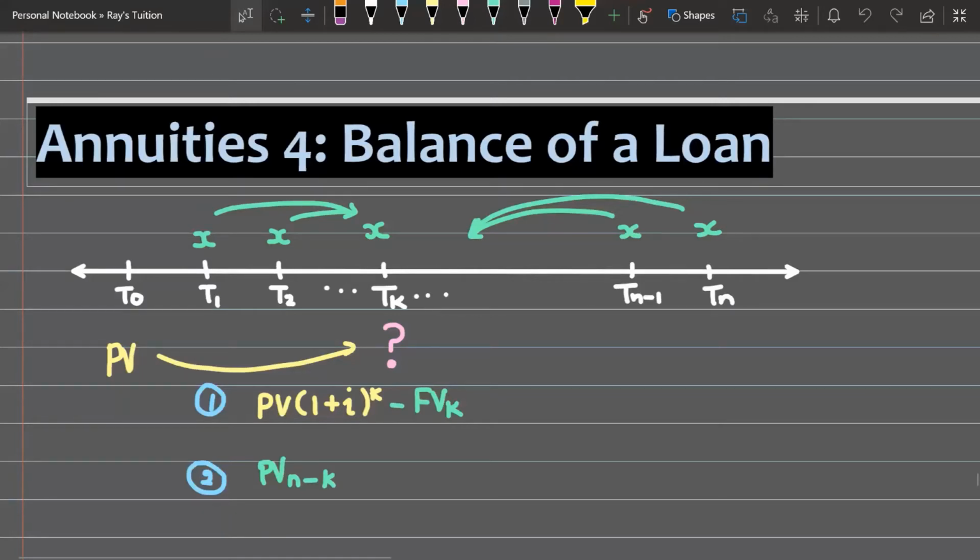Hi everybody, and welcome to this video on annuities. In this video, we're going to have a look at calculating the balance of a loan.